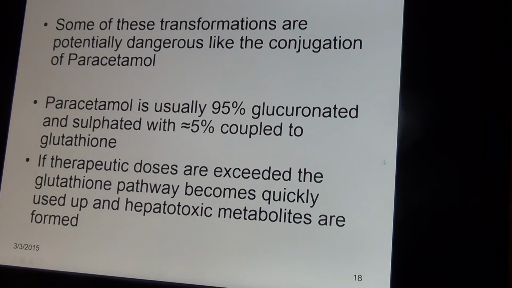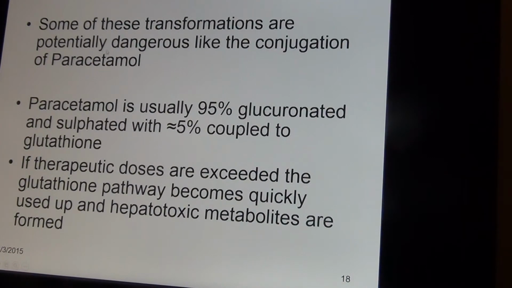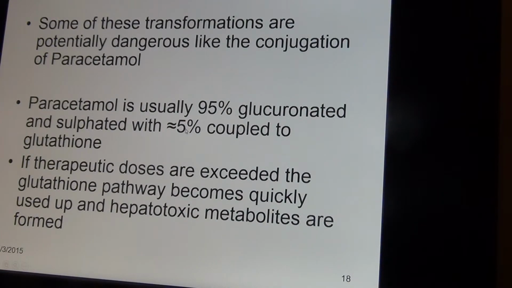And some of these transformations are potentially dangerous, like the conjugation of paracetamol, because paracetamol is usually 95% glucuronidated and sulfated with nearly 5% coupled to glutathione. So if therapeutic doses are exceeded, the glutathione pathway becomes quickly used up, and hepatotoxic metabolites are formed.